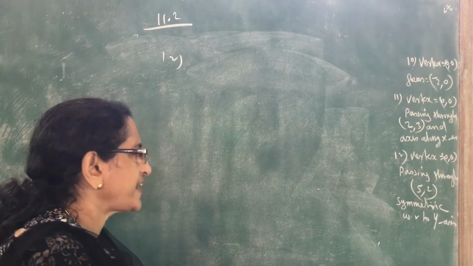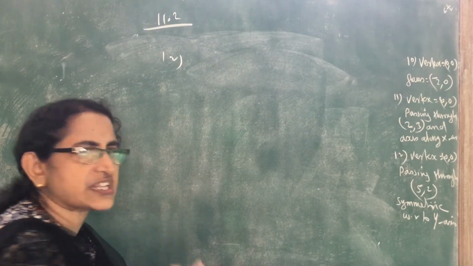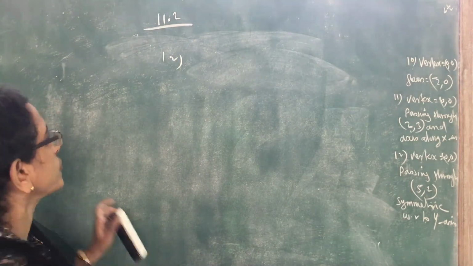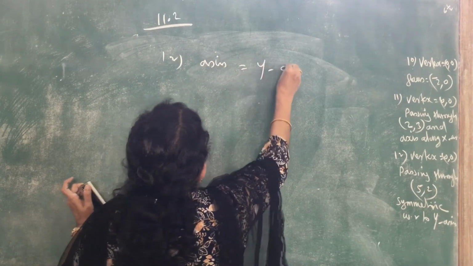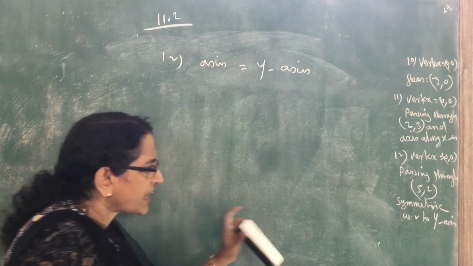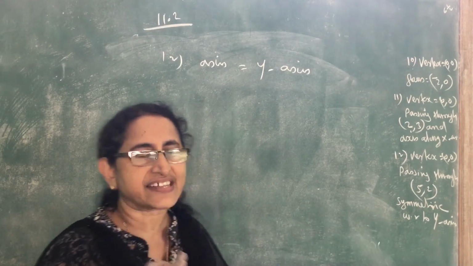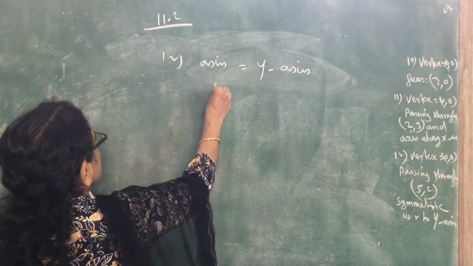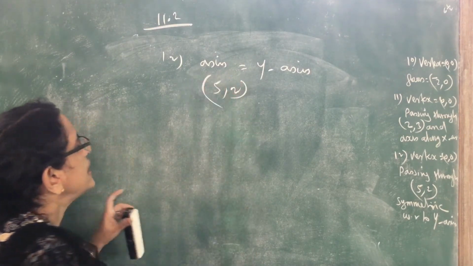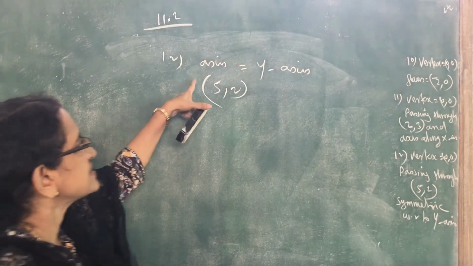Next, the 12th one. Vertex 0, 0, that is the same for all, and symmetric with respect to the y-axis. Symmetric with respect to the y-axis means the axis of the parabola is the y-axis. And it passes through 5, 2. So two parabolas have the y-axis as their axis.